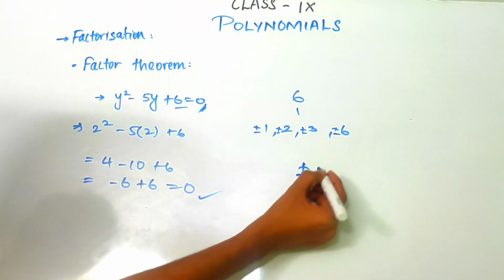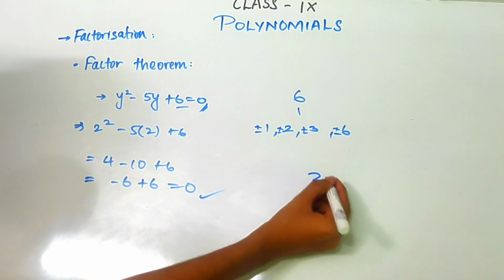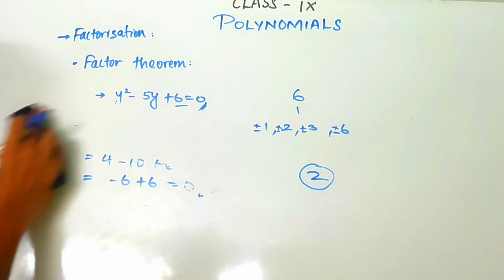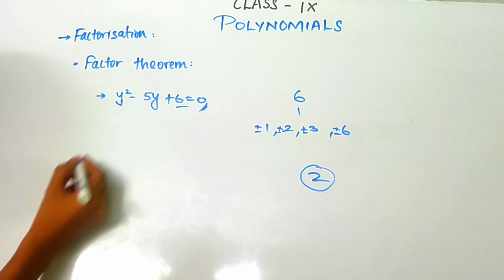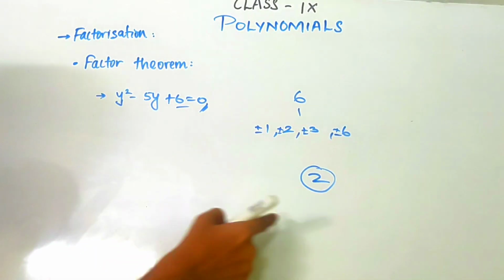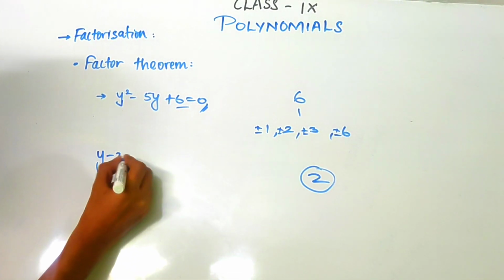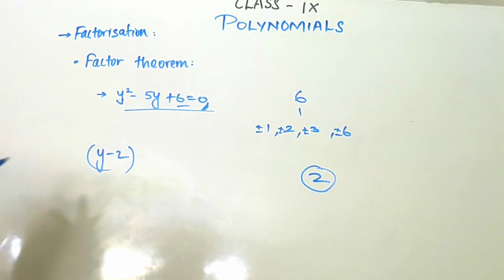So keep plus 2 aside, we just substituted plus 2. Let us try substituting another term. So when I substituted 2 and got the result as 0, we can say that y minus 2 is a factor of this given equation. That is the factor theorem.